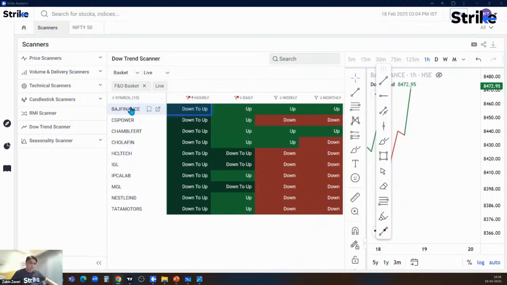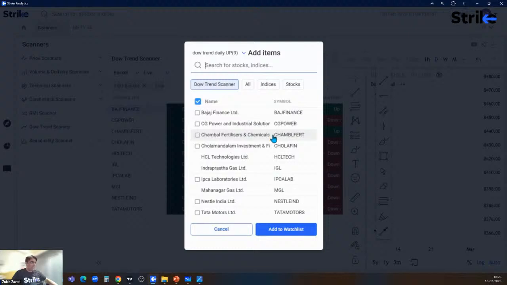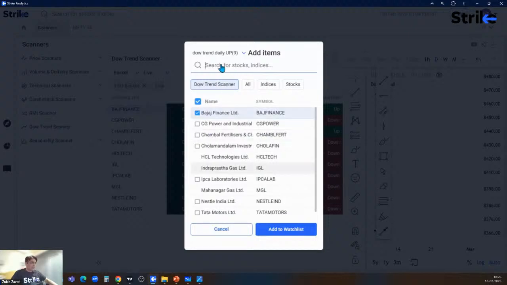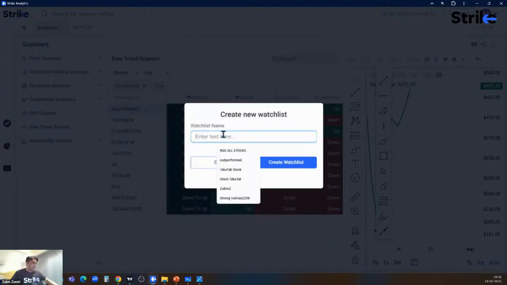So how will we make a watch list over here? We will select this first button and click on it. The system will prompt create watch list. Now, over here, this was Dow trend daily, which was up. I will create a new watch list and will say Dow trend hourly up, since on the hourly chart the Dow trend has changed to up, and say create watch list.